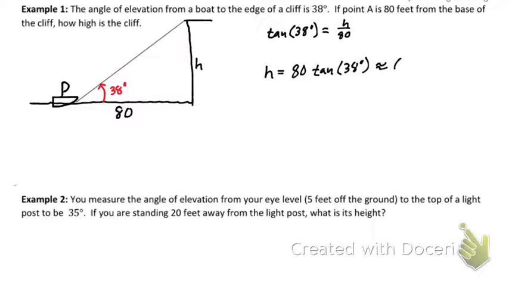63 even? Wait, what? 63 point, nearest 10. Oh, sorry. 62.5. Okay. And that'd be feet, right? Are we okay with 62.5? Okay, cool. So 62.5 feet. That's how high that mountain or hill or cliff or whatever he's looking at is.